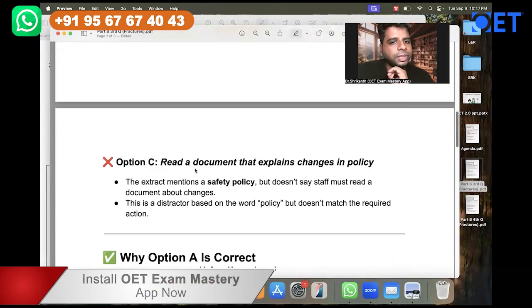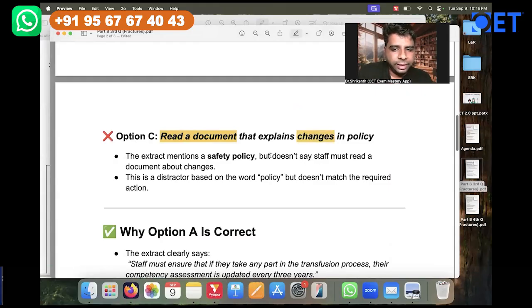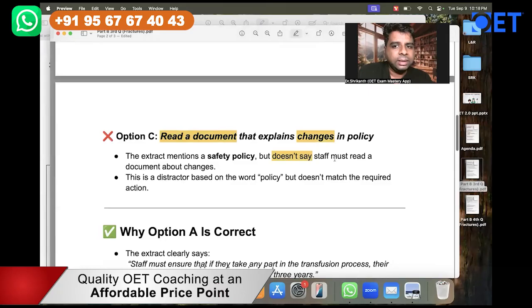Right. And answer option C, read one document. So there is nothing about that. They have to read one document that explains changes in the policy. Okay, so the paragraph doesn't say anything that the staff must read a document. So this is a distractor. So you have to identify which information is a distractor and which information is related to the answer.